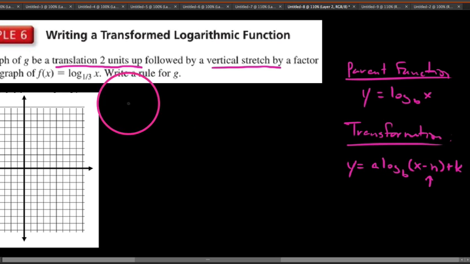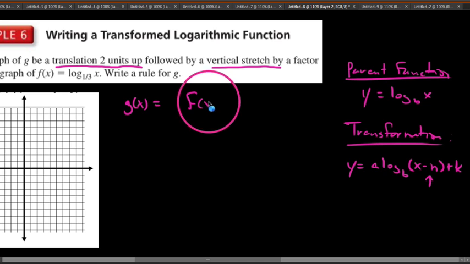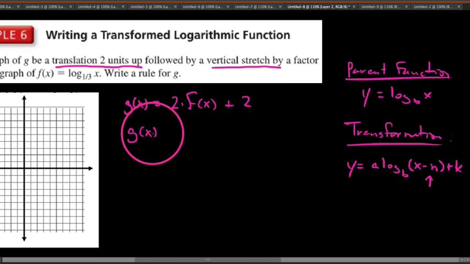So if we're going to write g of x here, it is a translation 2 units up followed by a vertical stretch by a factor of 2. Well, let's do our vertical stretch first. For the vertical stretch, we would have to put our 2 out in front here, or multiply our y values by 2, and then we would say we're shifting up 2, so we'll put a k value in here, plus 2.